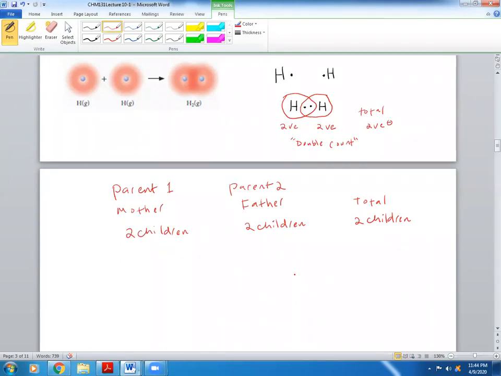Ask the father how many children he has: I have 2. Ask the mother how many children she has: I have 2. But the total is 2. So please think of it this way, that those electrons, those lone pairs, double count. They double count.